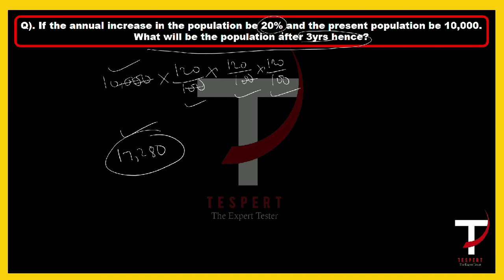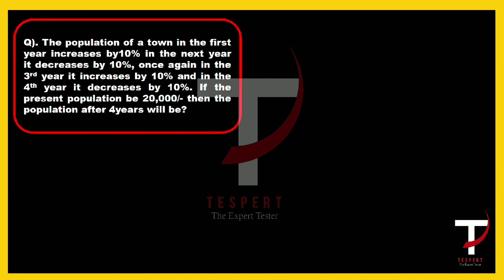Okay, so let's move on to the next problem. Next population based problem. The population of a town in the first year increases by 10%. In the second year, it decreases by 10%. Once again, in the third year, it increases by 10%. And in the fourth year, it decreases by 10%. If the present population is 20,000, then the population after 4 years will be?